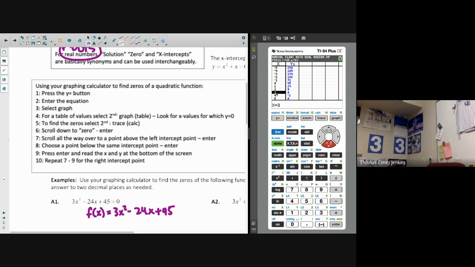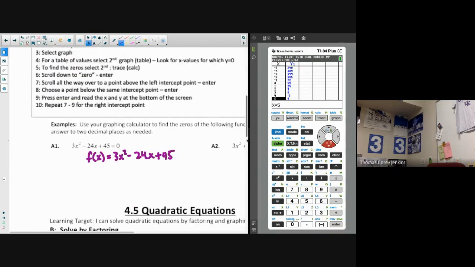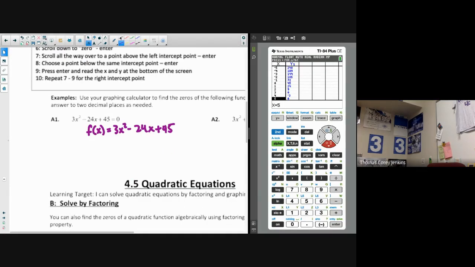All right, so this right here shows me that it goes through (3, 0). And this one through (5, 0). So sometimes it's as easy as just looking at the graph there. So that one was pretty easy once we punched it in.